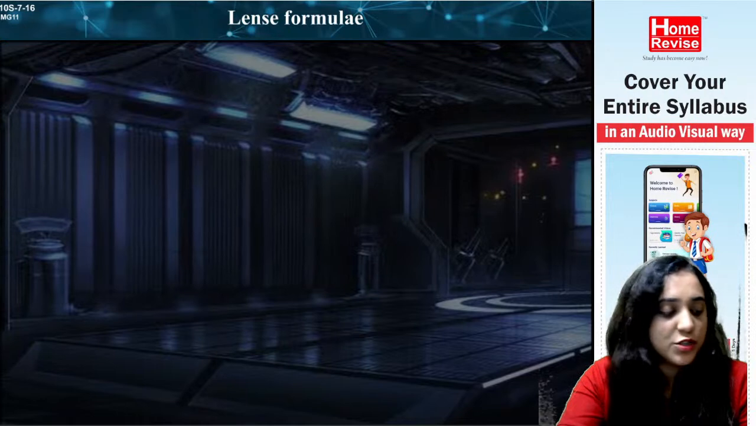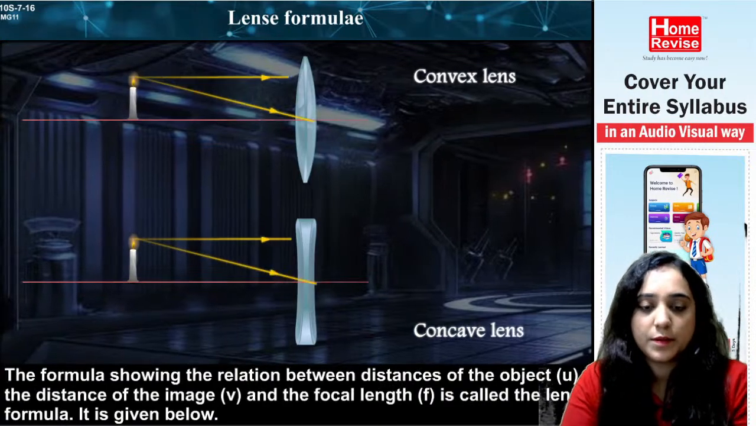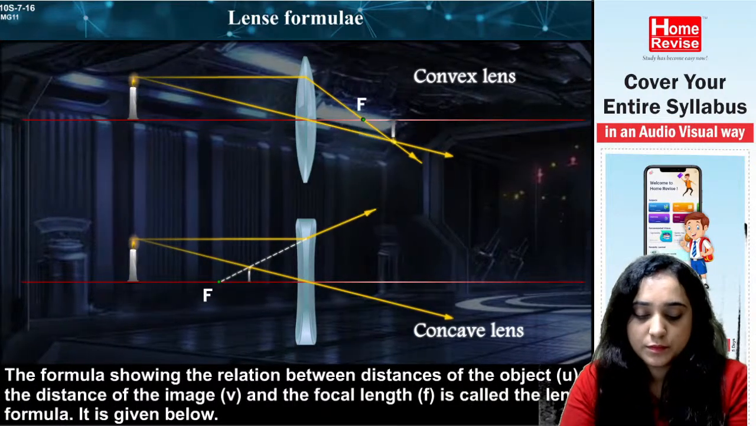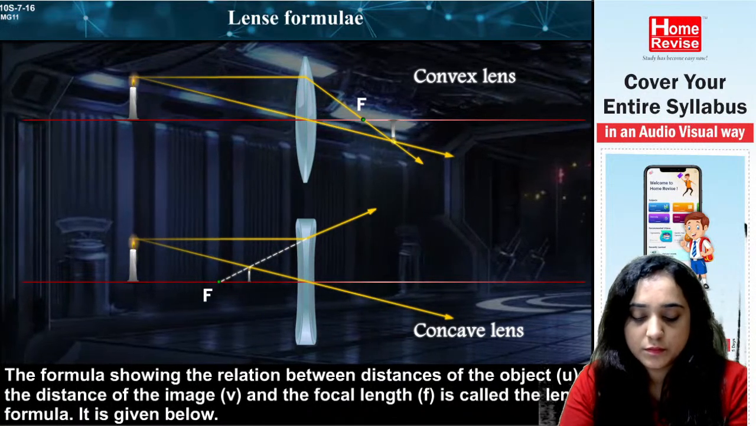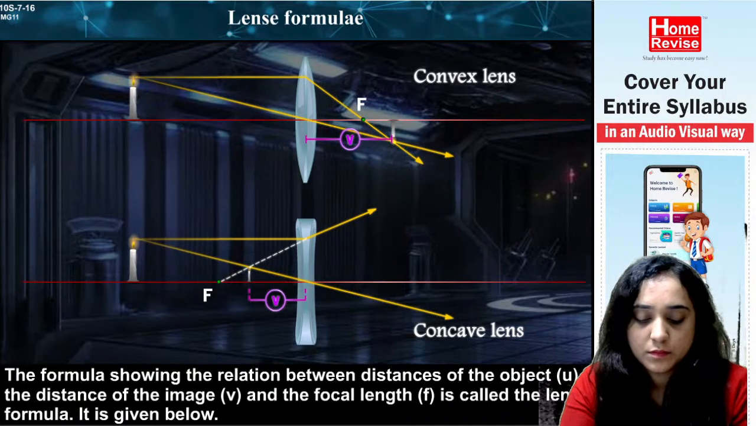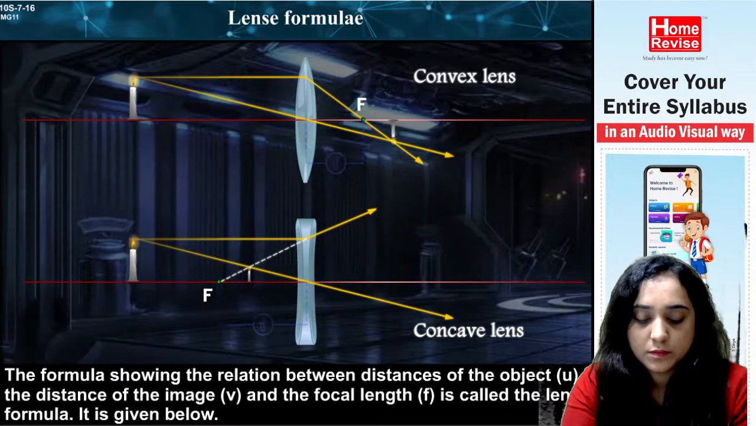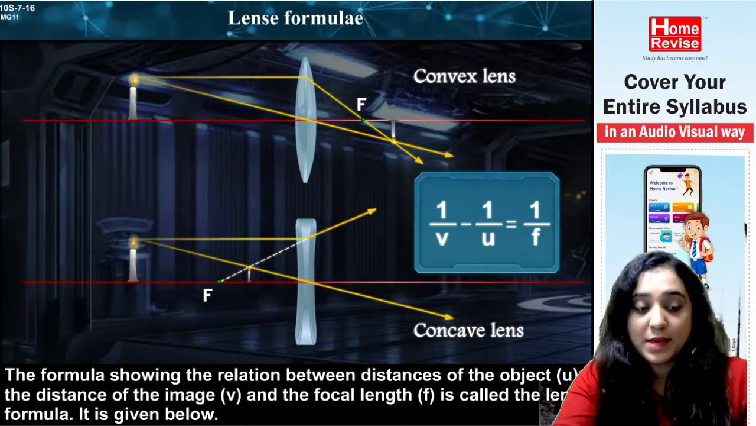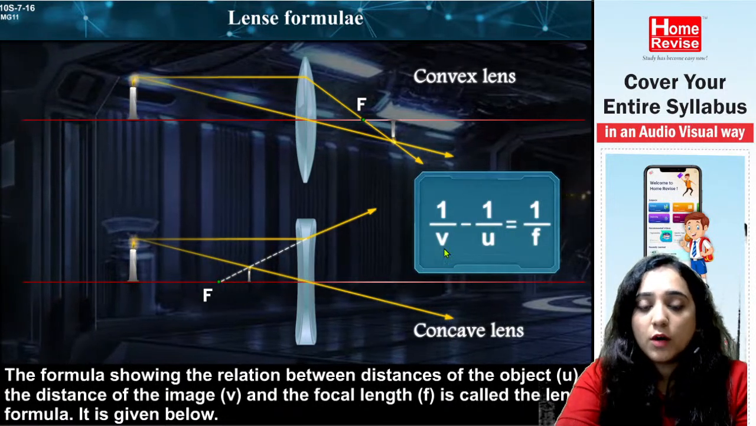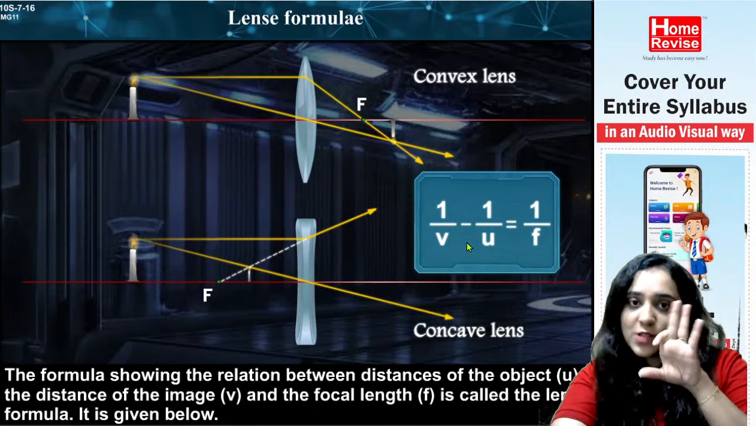Okay, everybody pay attention. The formula showing the relation between the distance of the object u, the distance of the image v, and the focal length f is called the lens formula. Basically, we have to find these three things.